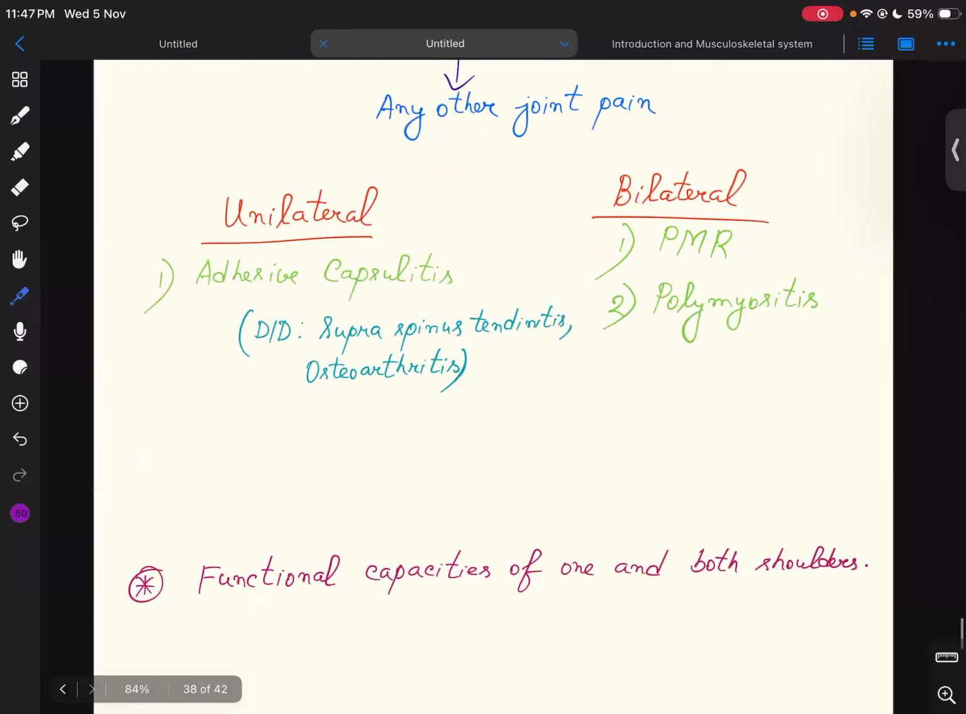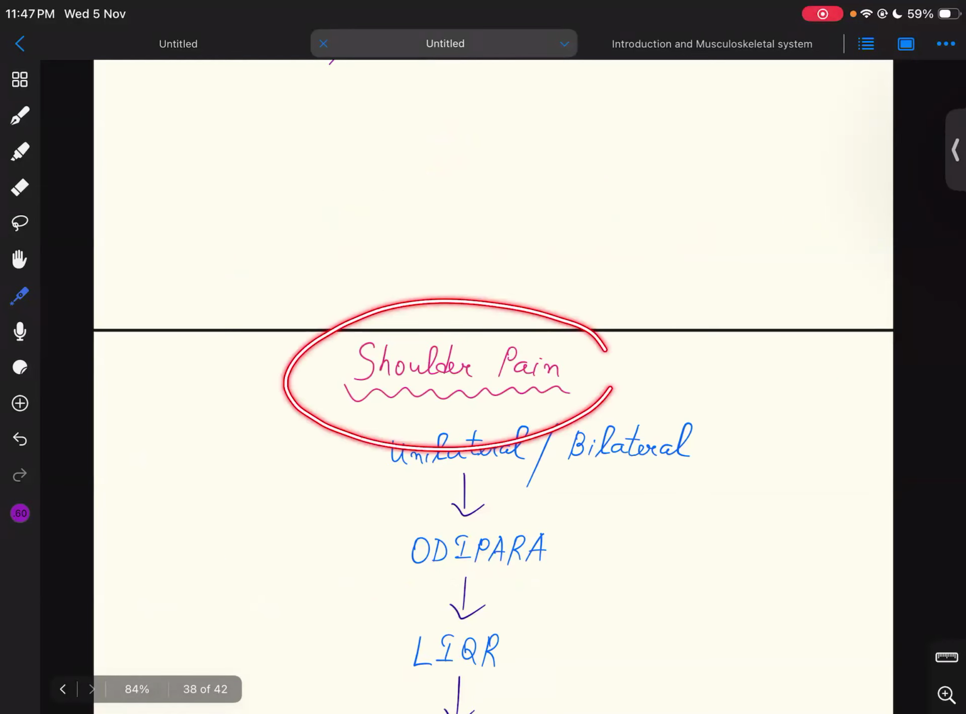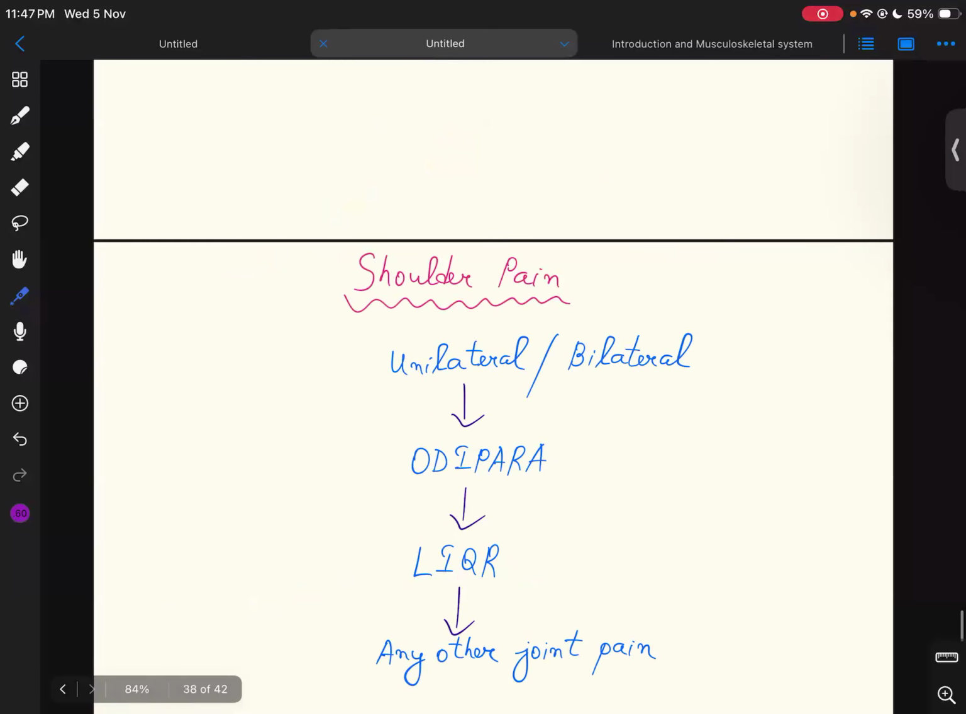Then come to the next prompt, that is shoulder pain. It is also a double staircase prompt. So how to approach shoulder pain?